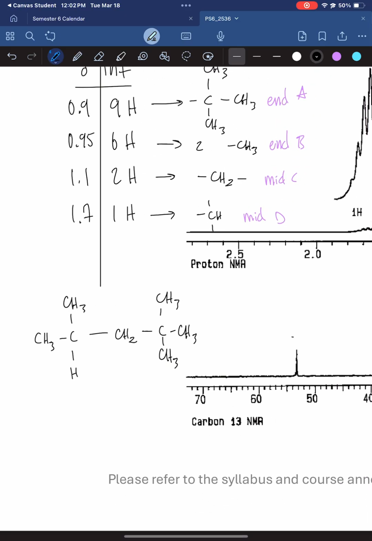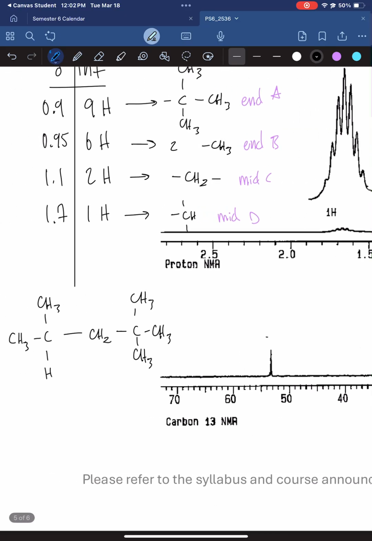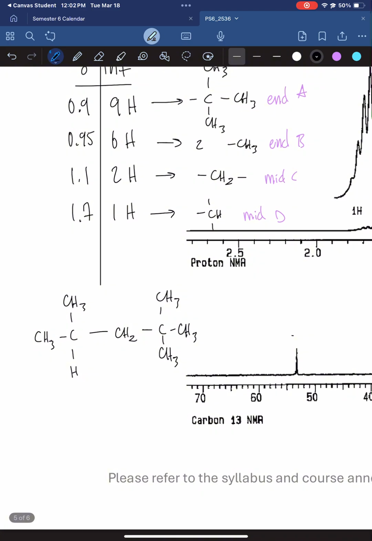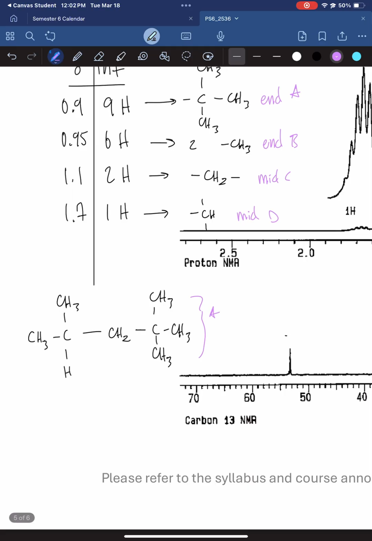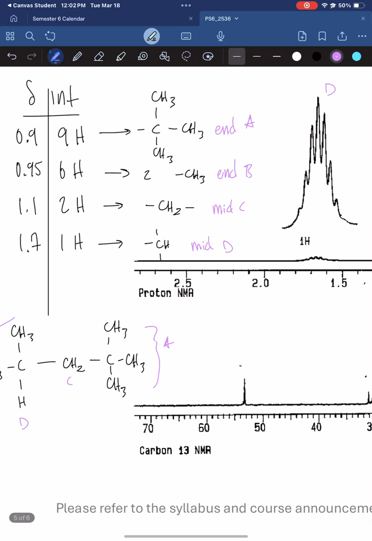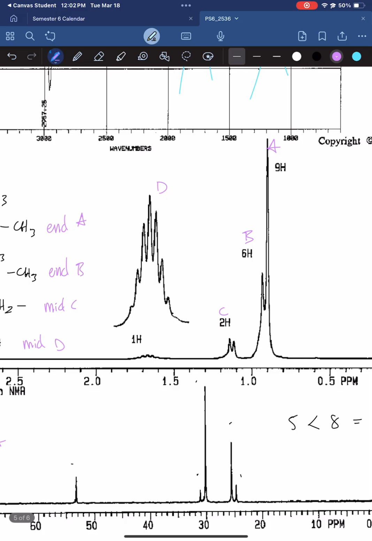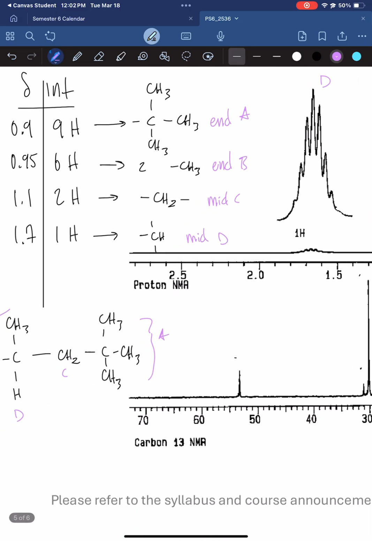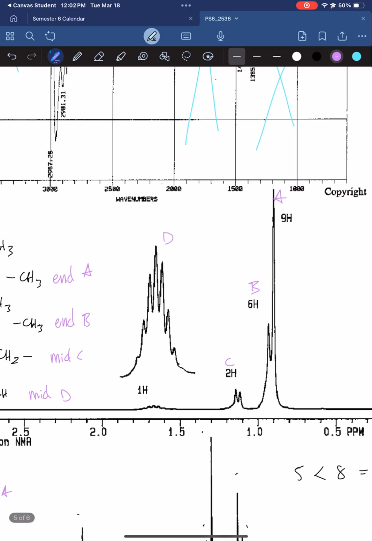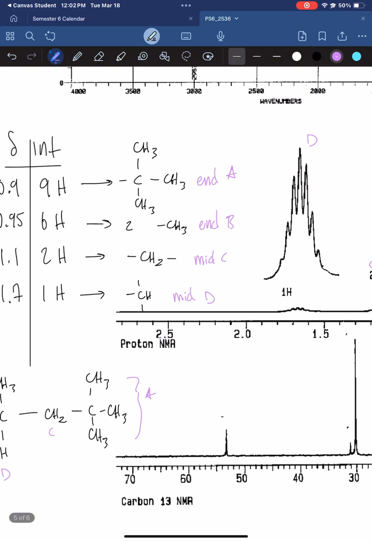So now we can double check our work with spin-spin coupling. So let's take a look. Let's label these. This whole group is going to be A. These are going to be B. This is going to be C, and this is going to be D. Let's look at A first. A is going to be a singlet.